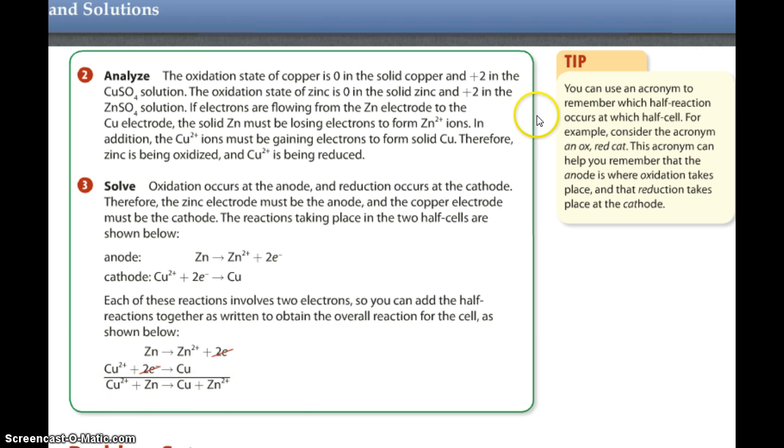Tip, you can use an acronym to remember which half reaction occurs at which half cell. For example, consider the acronym INOX Red Hat. This acronym can help you remember that anode is where oxidation takes place and that red or reduction takes place at the cathode. All right.